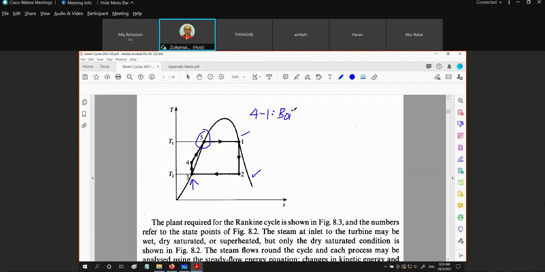So always we get the Q boiler as 4-1, and we use this formula H1 minus H4. We don't need the H5. Okay, no need to get the enthalpy. Just a point, just to show you that this is the constant temperature line, and 5 is at saturated liquid at the given pressure.